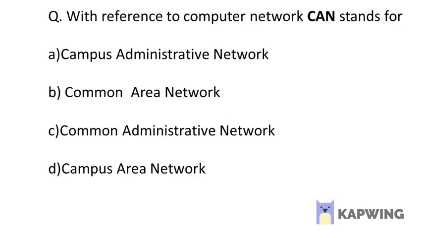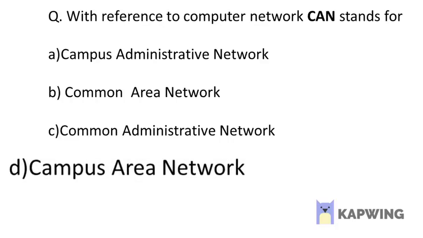With reference to computer network, CAN stands for? Option A is Campus Area Network, option B is Common Area Network, C is Common Administrative Network and option D is Campus Area Network. So friends, the correct answer for this is Campus Area Network. It is used in a campus like a university campus or any company campus. When the network range is limited to the campus, it is called Campus Area Network.